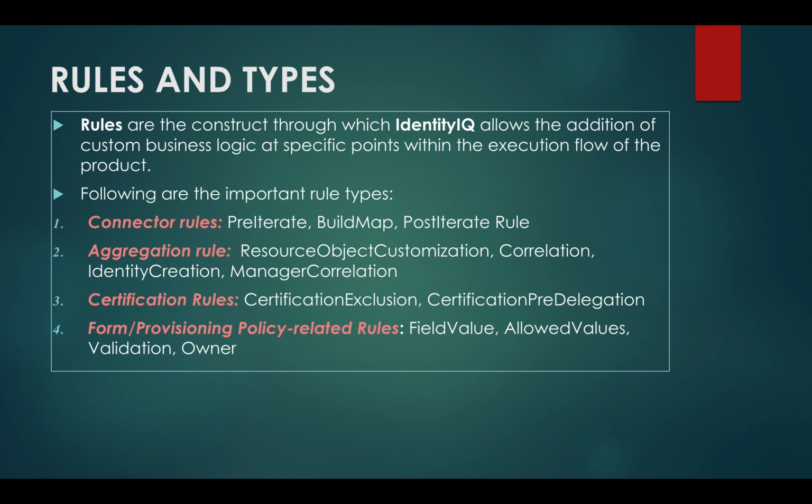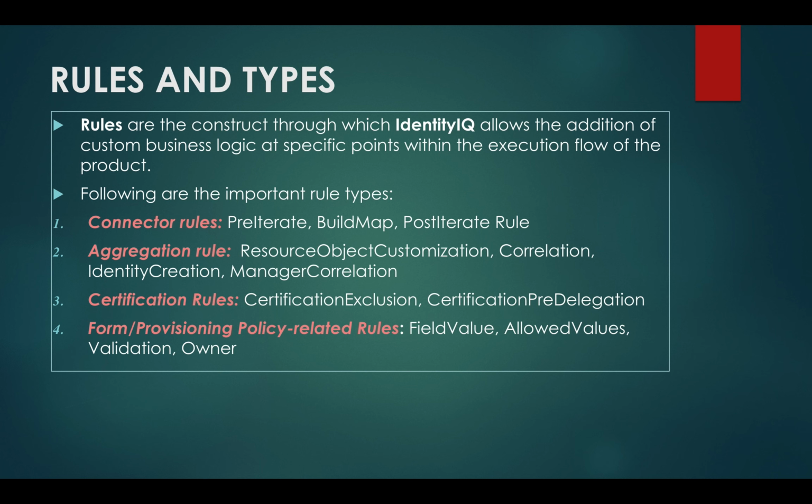So in SailPoint there are some categories of rules. There are connector rules, aggregation rules, certification rules, and form and policy related rules as well. Besides these categories, we also implement rules in various places in SailPoint, or they can be referenced in workflows and utilized in other objects. In connector rules we have types like pre-iterate rule, build map rule, post-iterate rule, and in aggregation rules we have resource object customization rule, correlation rule, identity creation rule, manager creation rule. Similarly, in certification we have certification exclusion and certification pre-delegation rules.